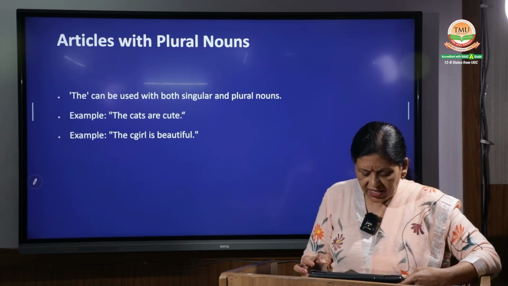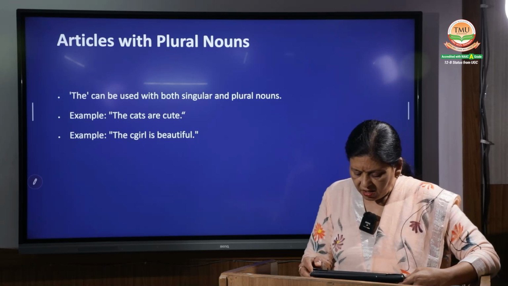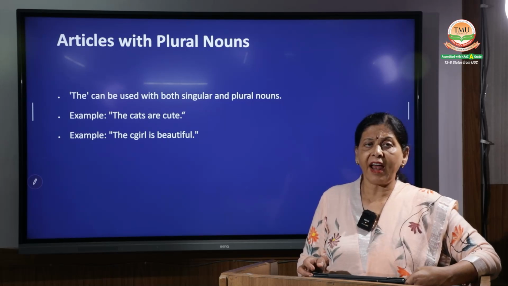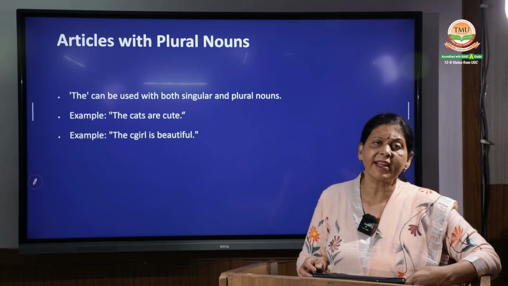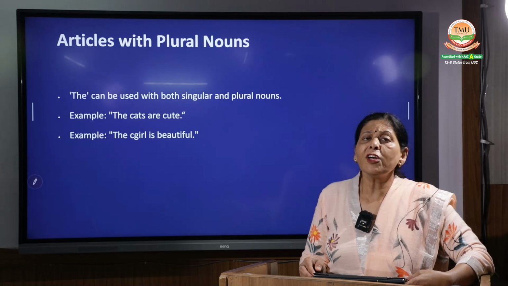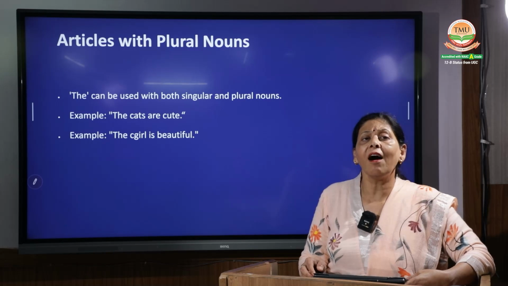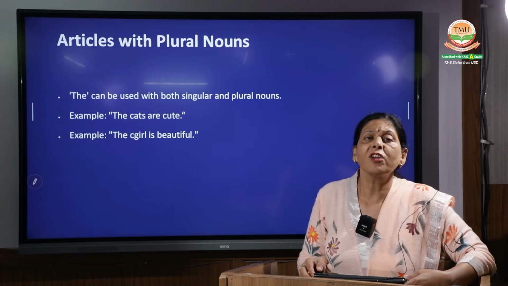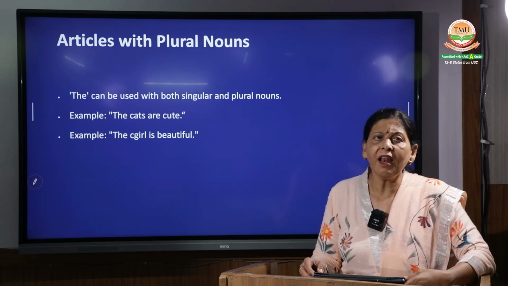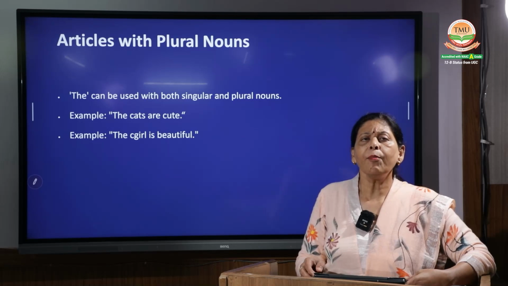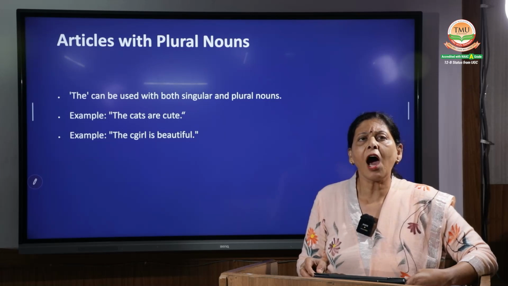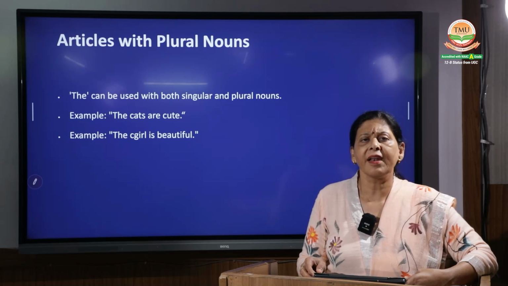Now, articles with singular nouns means a cat, and not a cats. A in front of cat is correct, but if we write a in front of cats, it will be wrong. When we are talking about a cat, we write the word a to denote that we are talking about one single cat. We are not talking about cats, we are talking about one single cat. So a and an are both articles which are placed before singular nouns.